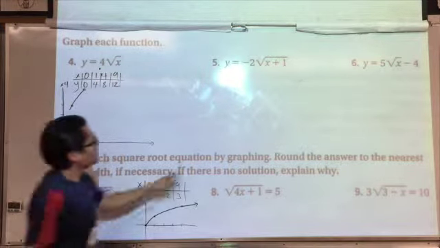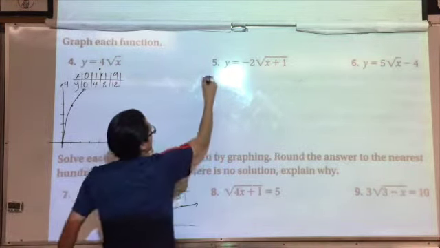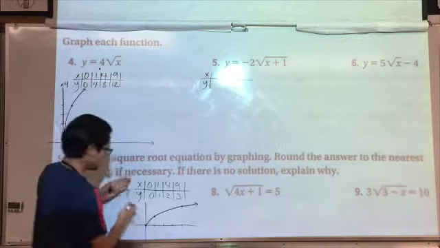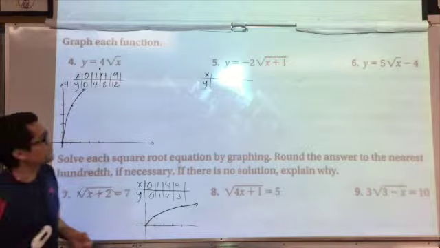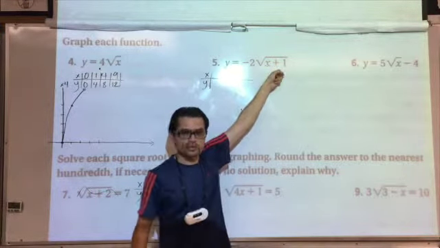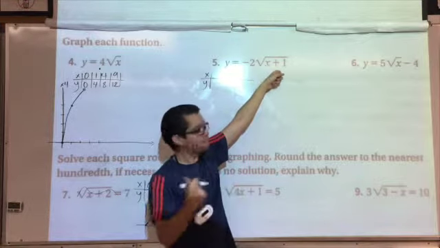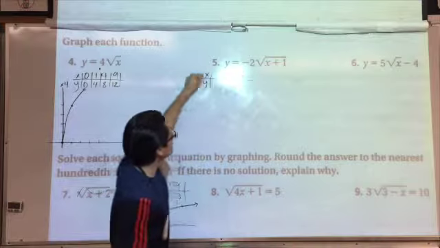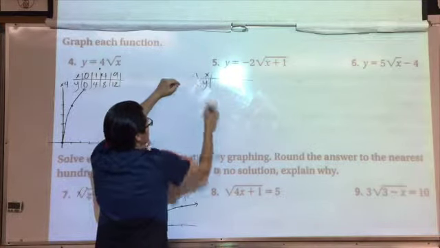Okay? Number 5, let's look at that one. Again, the steps are the same here. Start with your parent function table and just change it accordingly. Okay? Anything happening inside the radical? Yes, a plus 1, right? That means to the left 1. It doesn't mean to the right 1. So when you change your x values, don't add 1, subtract 1.